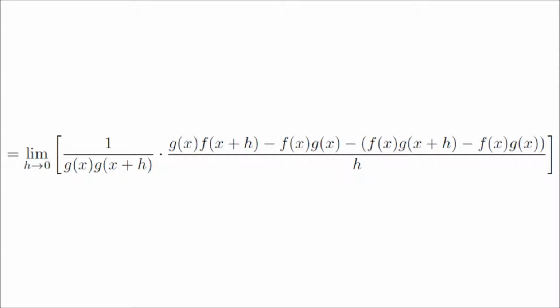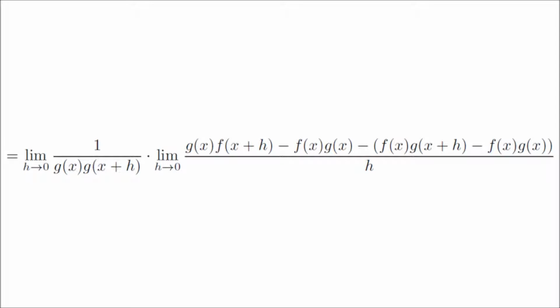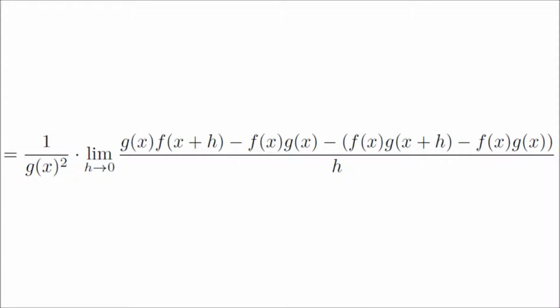We can factor out 1 over g of x times g of x plus h as shown here. And now we can use the product law of limits, that the limit of a product is the product of the limits, to rewrite this as the limit as h approaches 0 of 1 over g of x times g of x plus h times the limit as h approaches 0 of the other fraction. As h approaches 0, g of x plus h approaches g of x, so the limit expression on the left becomes 1 over g of x squared.